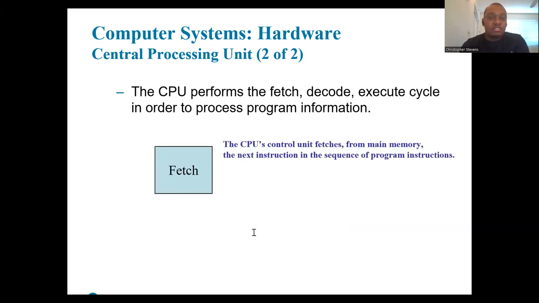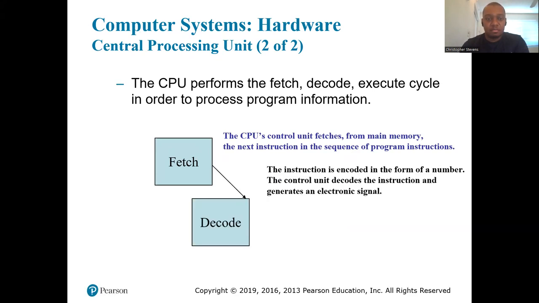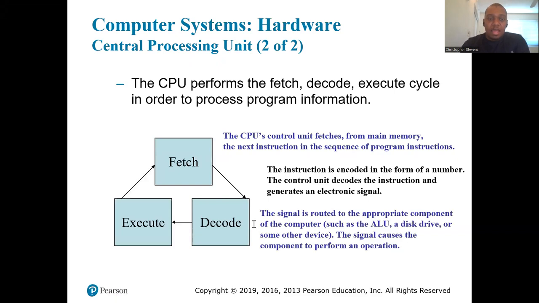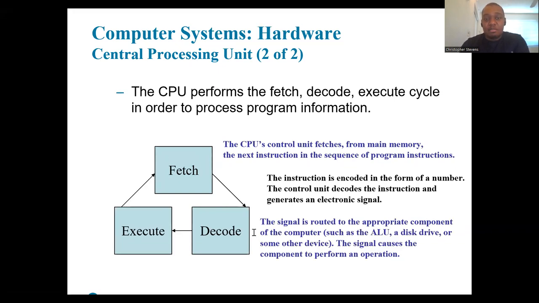The CPU receives an instruction from main memory: fetch. Decode: the instruction is decoded to determine what action is required by the control unit, or the CU. And then execute: the appropriate action is performed by the CPU's ALU, or arithmetic logic unit, or other appropriate component, and the result is outputted or stored.